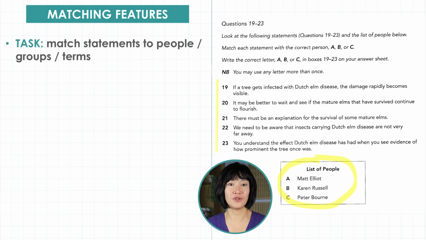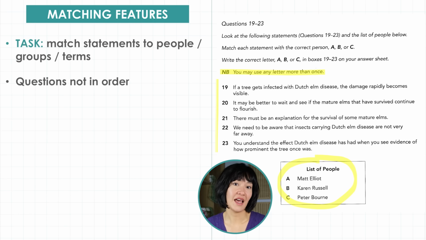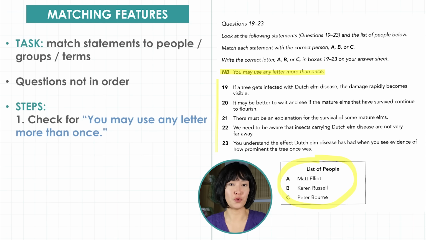Your job is to decide who did or said each thing. You match the statement to the person. And always check if this note is here. You may use any letter more than once. Indeed, it is. And the questions are not in order. And that means if you start with the first statement, number 19, and then go looking for the answer in the passage, you waste a lot of time. Here is a strategy.